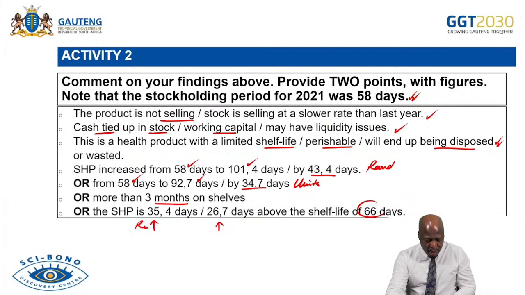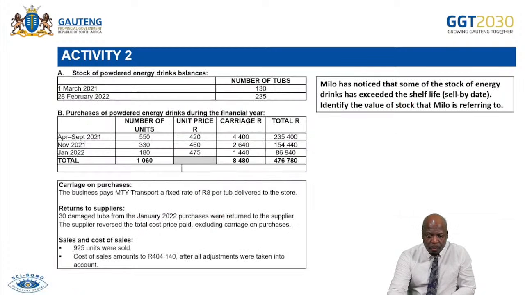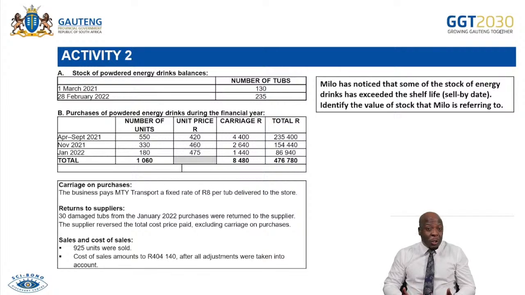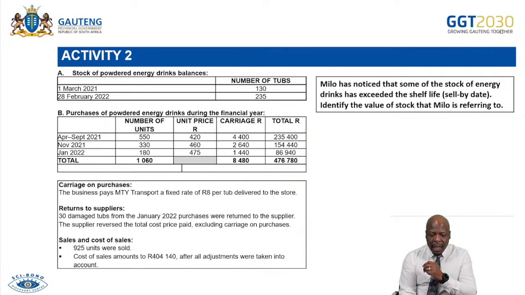All right, let me go on to the next question. The next question was a bit tricky, but it was saying that Milo has noticed that some of the stock of energy drinks has exceeded the shelf life, that is the sell-by date. Identify the value of stock that Milo is referring to. So the idea here is the shelf life or the sell-by date, remember we're told it's 66 days. So it simply means if we are in February, we want to know the stock that has already exceeded the shelf life or the sell-by date.